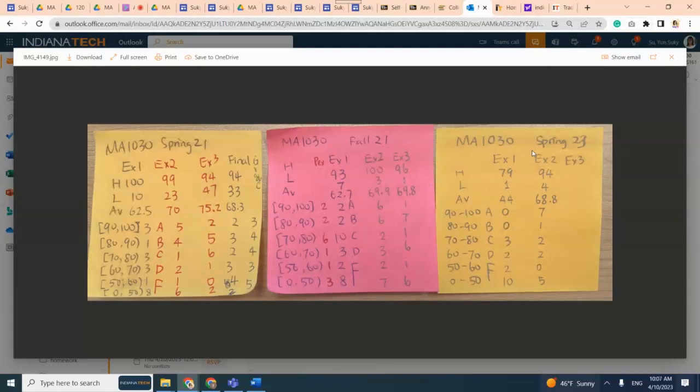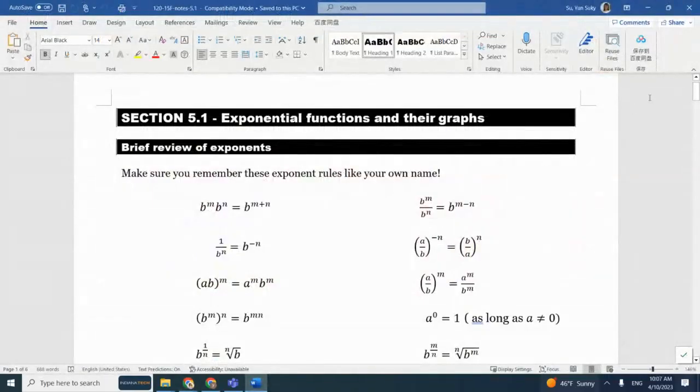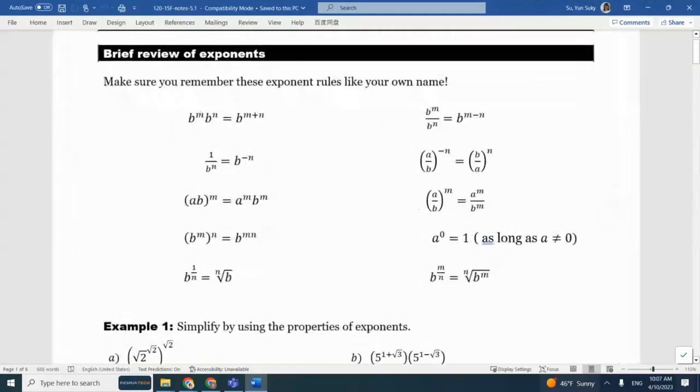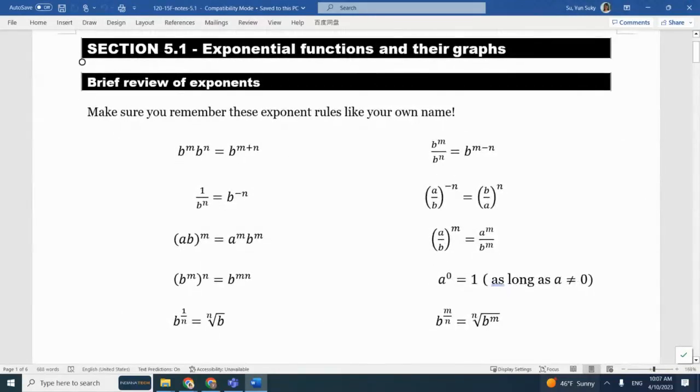All right, so now let's take out the 5.1 worksheets. I gave it to you last time, and I also have 3 copies here. If you didn't take it last week, you can take it now. Okay, so 5.1, exponential functions and their graphs.